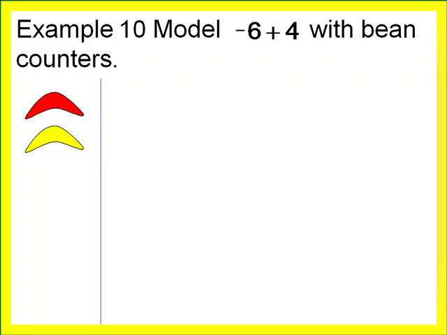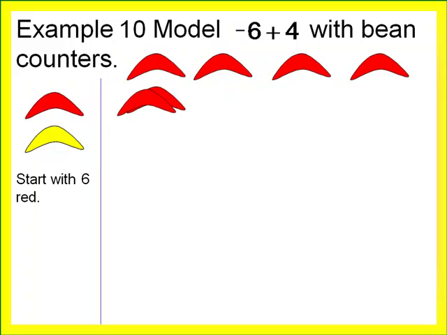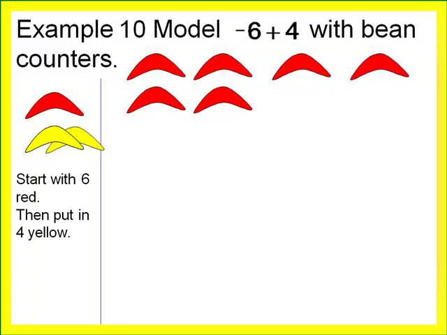In example 10, let's model negative 6 plus 4 with the bean counters. Since the 6 is negative, start by moving 6 red counters into the workspace. And then move 4 yellow counters into the workspace to represent the positive 4.